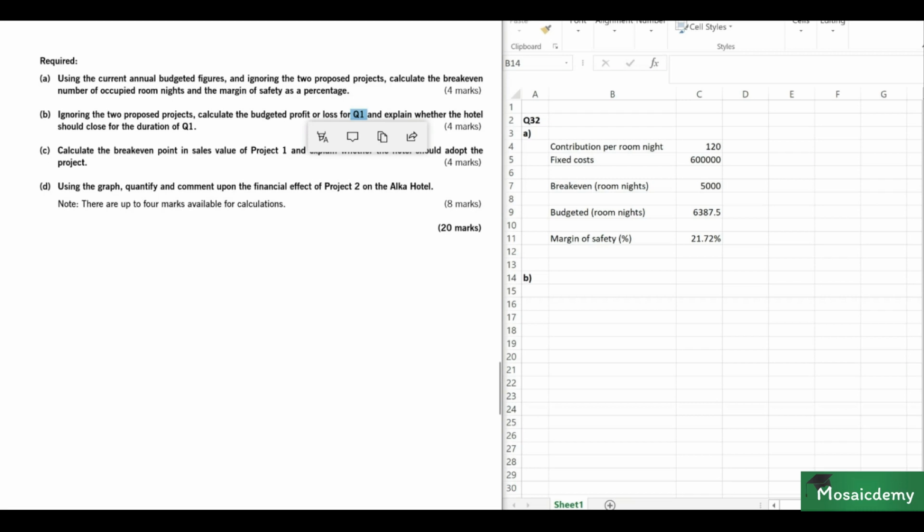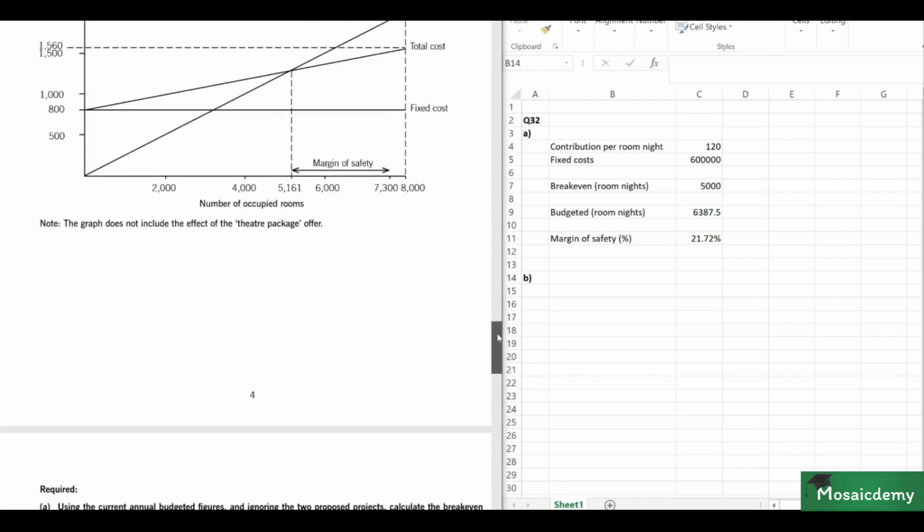But because we're reading them word by word, we're able to distinguish the fact that this was annual, this was quarterly. Because this will impact our calculation. Some numbers we might have to divide by 4 or something, right? So please be careful. This is a very common mistake that students make in the exam, mixing up these things. And explain whether the hotel should close for the duration of quarter 1. So we need to make a decision. We need to explain whether the hotel should close for quarter 1 based on the budgeted profit or loss.